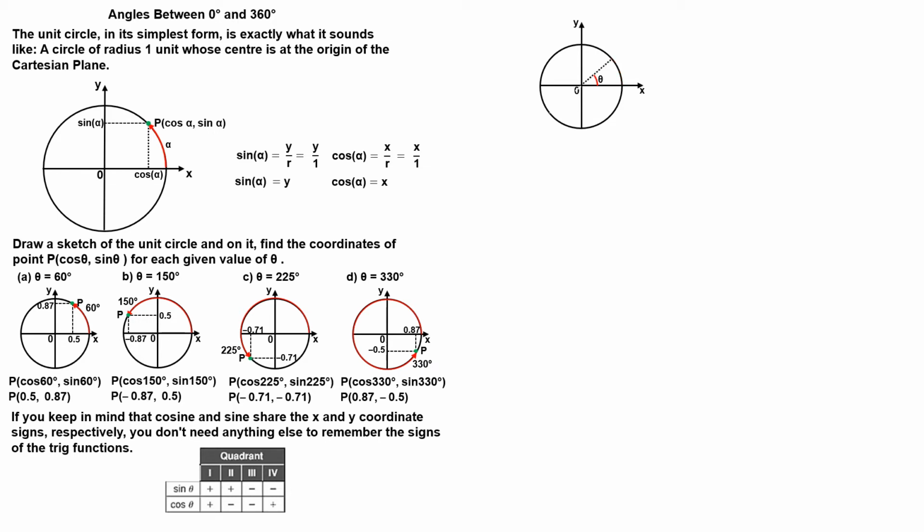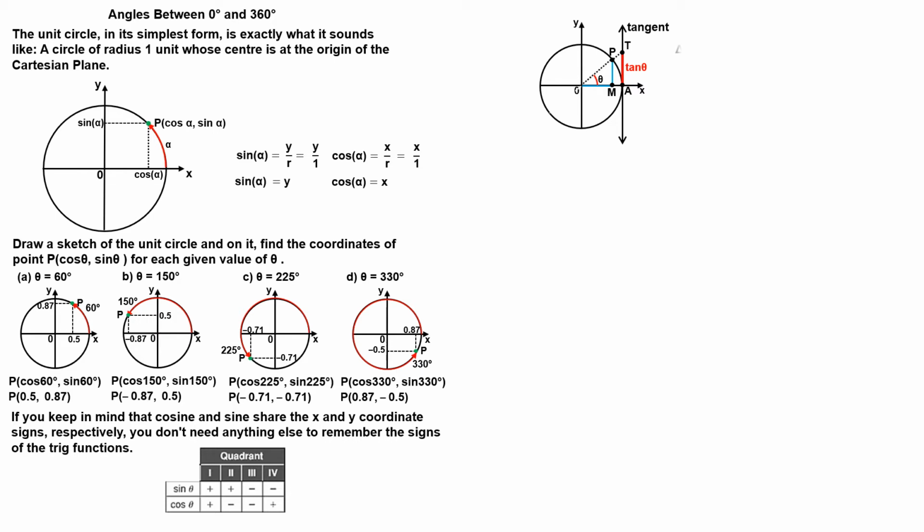The coordinates of the point P, where the ray OP intersects the circle, must be cosine of theta, sine of theta. Now we draw the line tangent to the circle at the point A, where the circle cuts the positive x-axis. Next, we extend the ray OP to meet the tangent at the point T. The length of the segment AT is the value of the tangent of the theta angle.